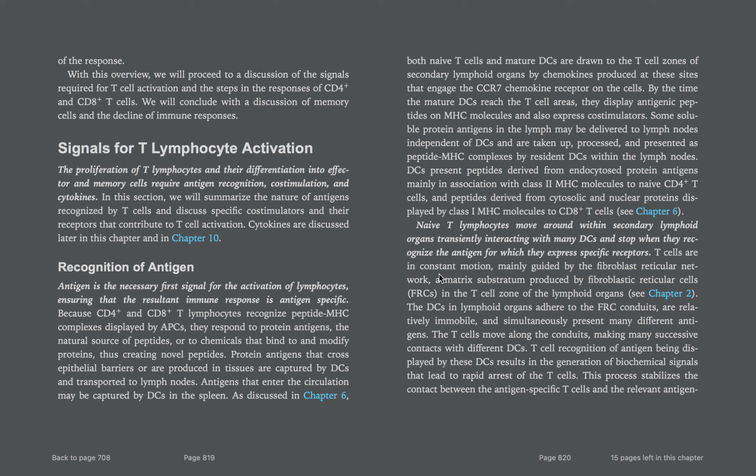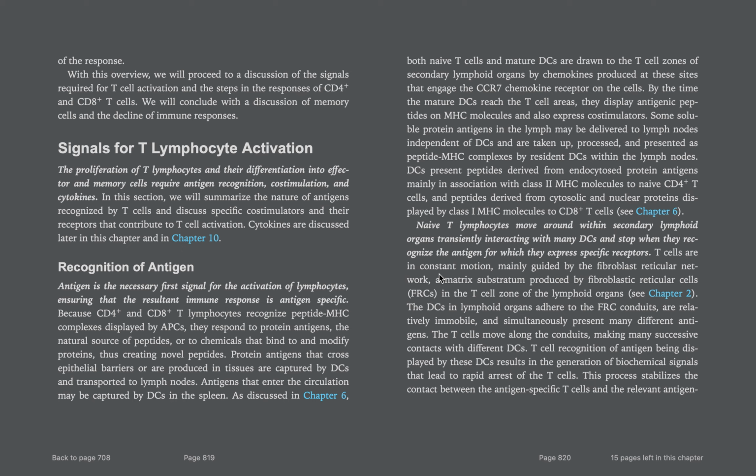Protein antigens that cross epithelial barriers or are produced in tissue are captured by dendritic cells and transported to lymph nodes. Antigen that enters the circulation may be captured by dendritic cells in the spleen, as discussed in chapter 6. Both naive T cells and mature dendritic cells are drawn to the T cell zones of secondary lymphoid organs by chemokines produced at these sites that engage the CCR7 chemokine receptor on the cells.